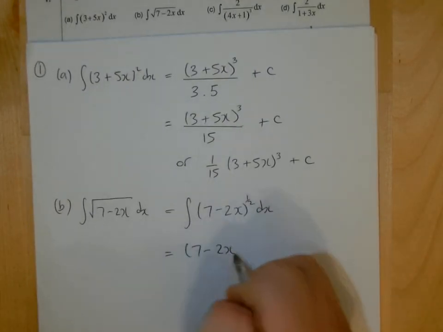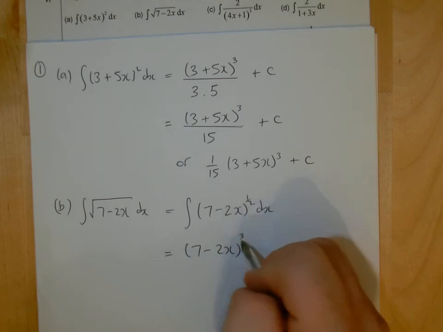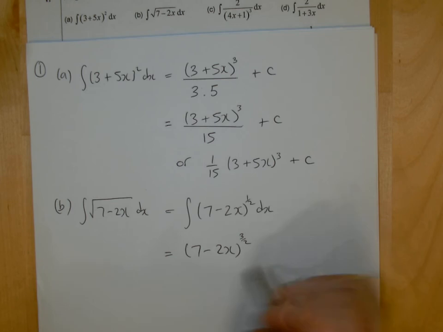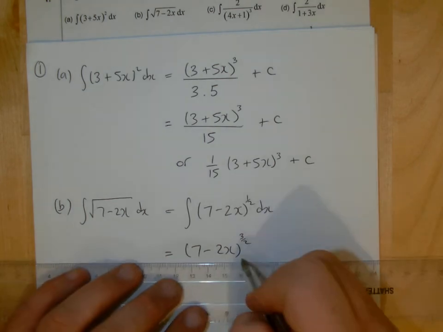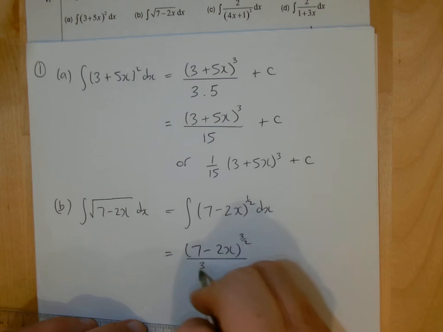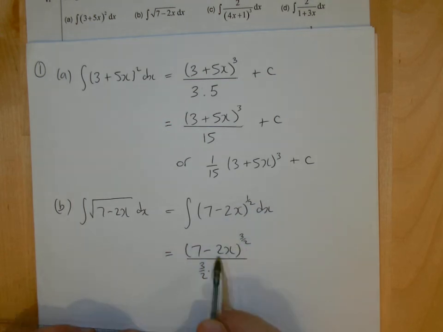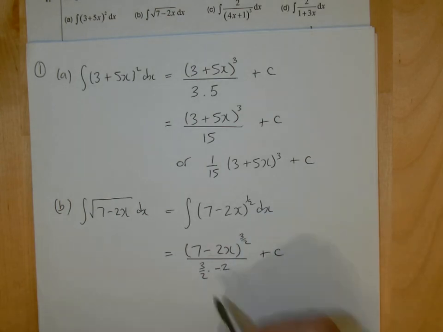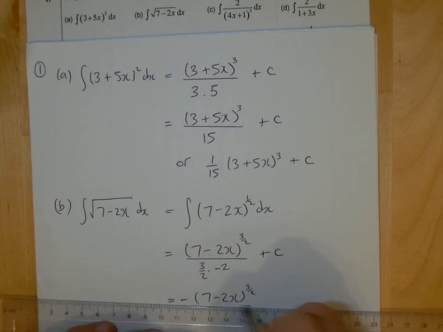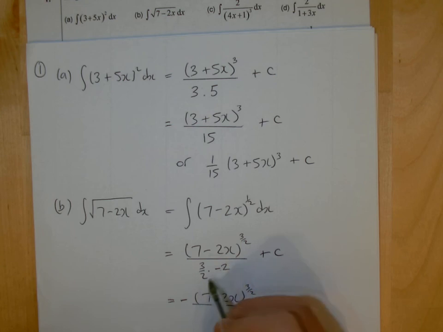We'll add 1 to the power, so you get 3 over 2. Half plus 1 is 3 over 2. Divide by that new power, which is 3 over 2. And times then by the derivative in here, what's in front of the x essentially, which is minus 2. Plus then your constant. So if we tidy this up, the minus can go at the front. The twos essentially cancel here, don't they? So you get 3 on the bottom plus c.